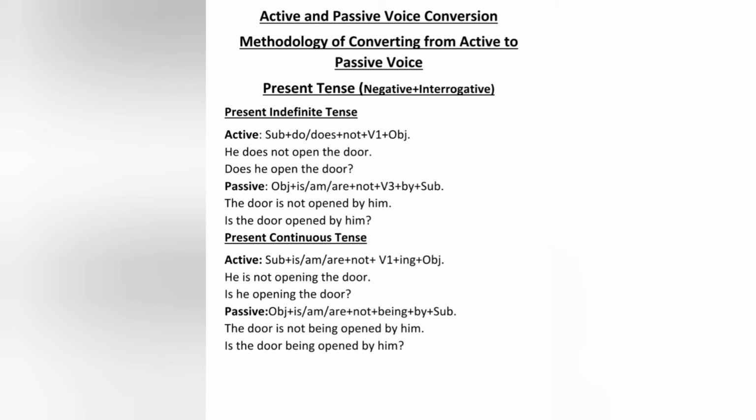Present continuous tense. Methodology for making negative sentence: subject, is, am, are, not, first form of verb plus ing, and object. For example, he is not opening the door, and the interrogative form would be, is he opening the door? The passive form would be object, is, am, are, not, plus being, plus by, plus subject. For example, the door is not being opened by him. And when we make the interrogative form of it, we'll take this auxiliary in the beginning of the sentence and the rest of the sentence will remain the same. For example, is the door being opened by him?